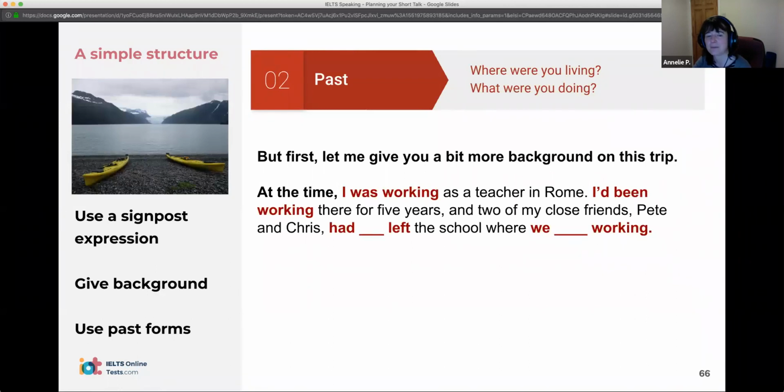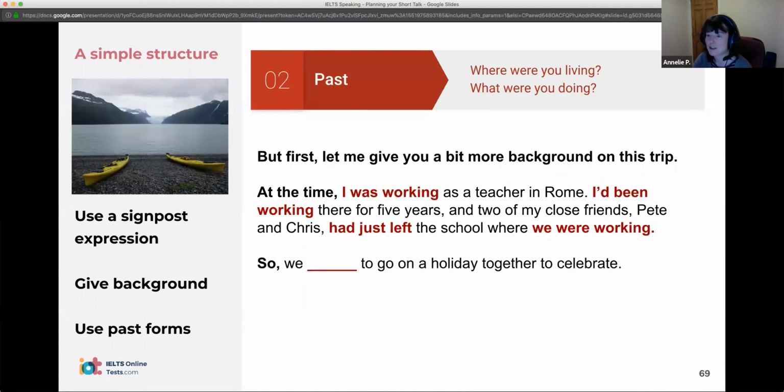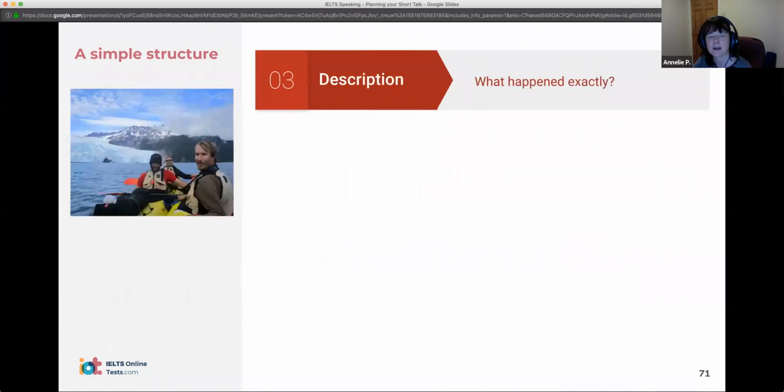Two of my close friends, Pete and Chris, had, you can definitely say already left, just left. Well done, Mohammed. That's the right one. Had just left the school where we were working. Very good. So again, a linking phrase, but this time an informal one. You wouldn't use it in the writing, but you can use it. We decided to, we planned to, anything like that. We wanted to go on a holiday together to celebrate.